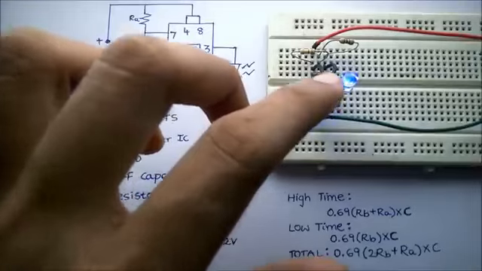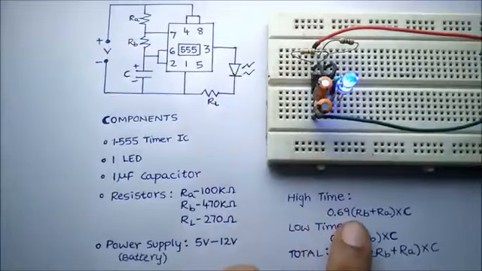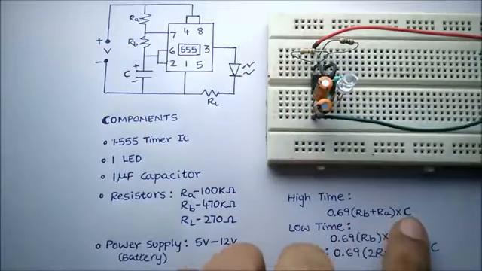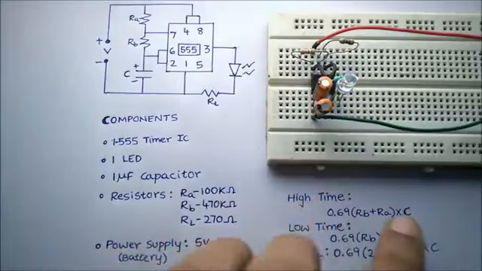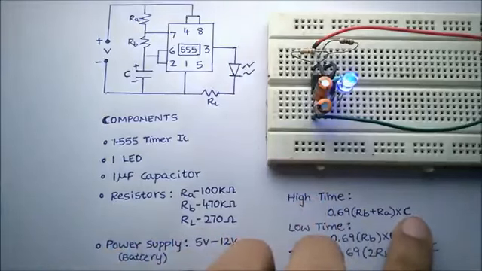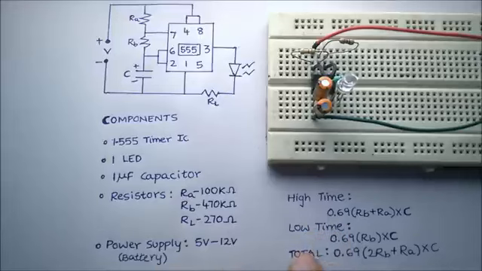You can see that the flashing time of the LED has increased. You can observe the same from this formula, which indicates that the time for which the LED is on is directly proportional to the capacitance. Same for low time and the total time.